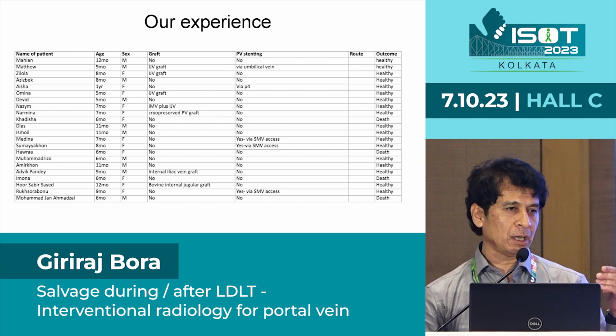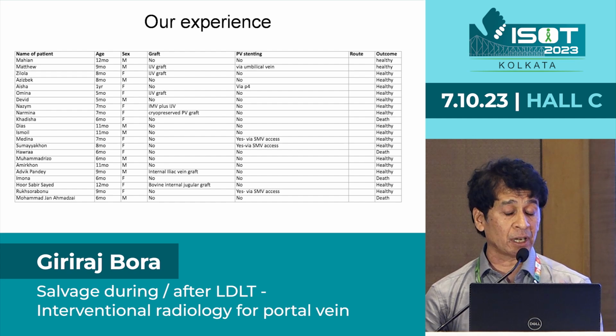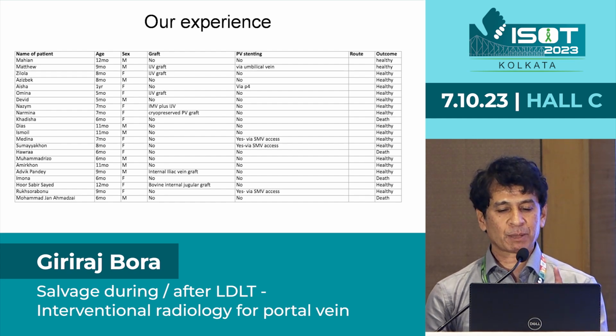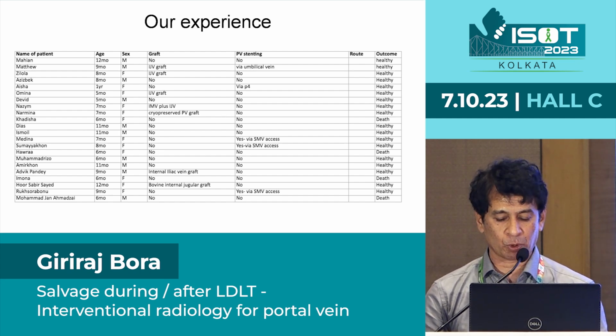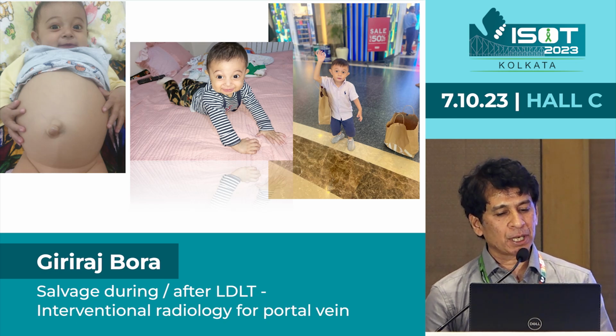So I would urge that the SMV approach is a little difficult in these babies because you have intractable ascites in the post-op period. But a segment P4 approach and the umbilical vein approach seem to be satisfactory in case you need intraoperative portal vein stenting. So now lastly, showing a picture of a baby which we transplanted 2.5 years back.